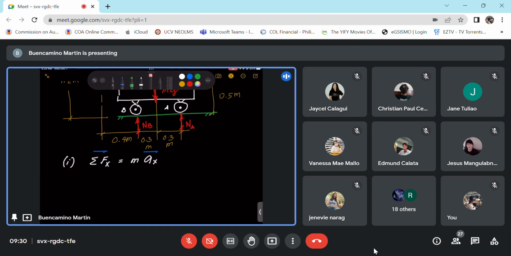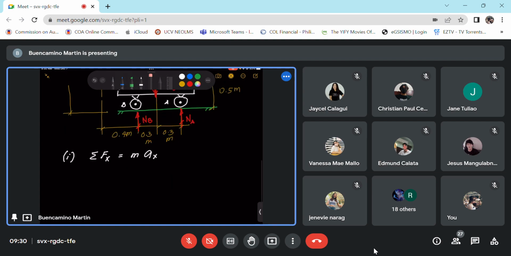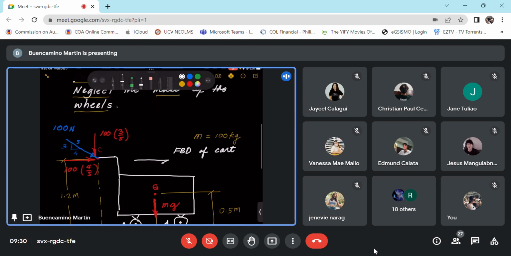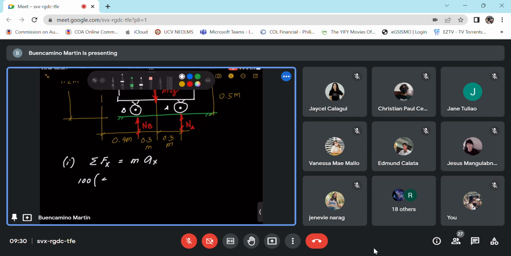So, pwedeng burihin ko na ito, no? Para pinakita ko lang na dapat consistent ang ating direction. So, we can say, class, that the only force that's acting along x-axis is the component of the applied force along x. And that would be 100 times quantity 4 all over 5.